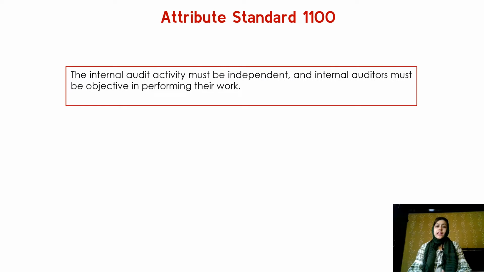Let's see what Attribute Standard 1100 is saying. It is saying that the internal audit activity must be independent and the internal auditors must be objective in performing their work. So it should be remembered that independence is the aspect related to internal audit activity and the objectivity aspect is related to the individual internal auditor.